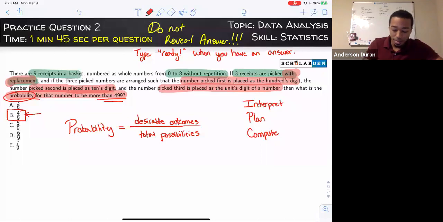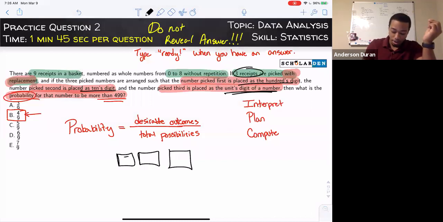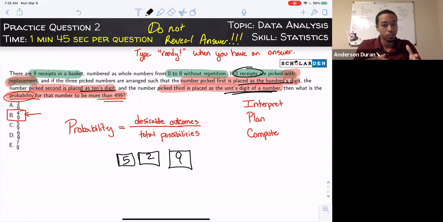And so let's go ahead and think about this now. If we're picking 3 receipts, that means that the first number is in the hundreds digit, the second number that we pick is in the tens digit, and the third number that we pick is in the units digit. So if I pick out one receipt and I get 5, then I put it back, and then I pick another number and I get 2, and I put it back, and then I pick another number and I get 9. That would be the number 529. So everybody, can we imagine that so far? Can you give me a yes or a no as to whether we understand this? Because from here, now we're going to take over.